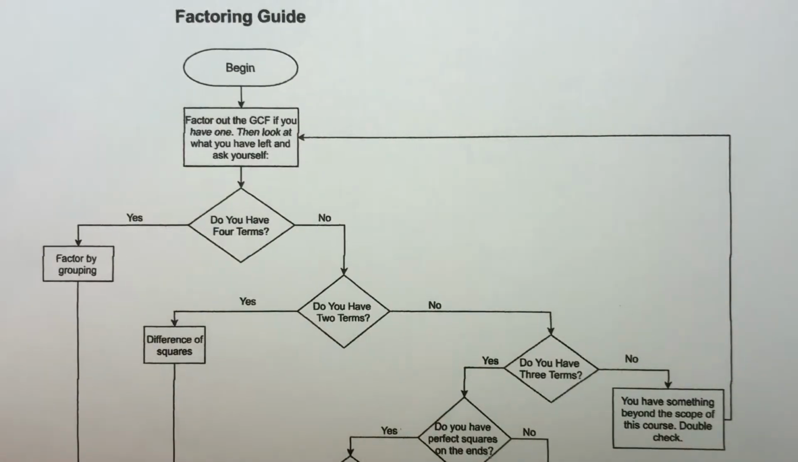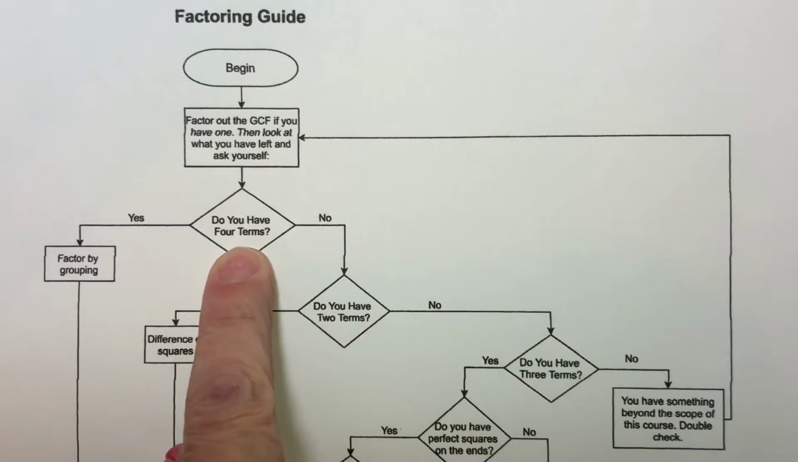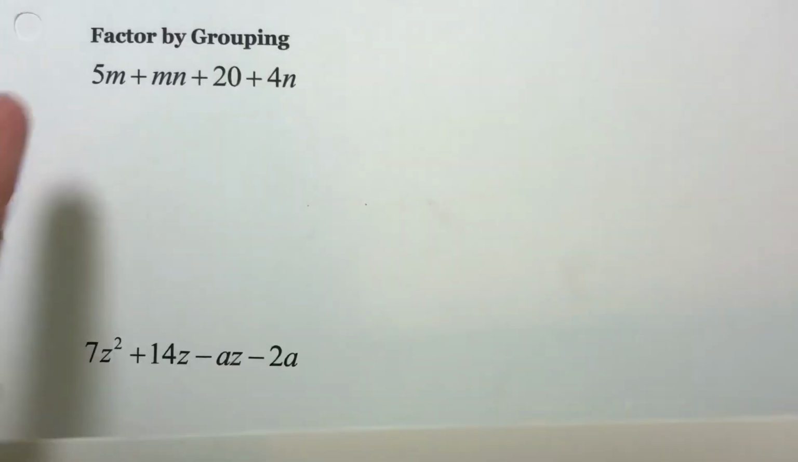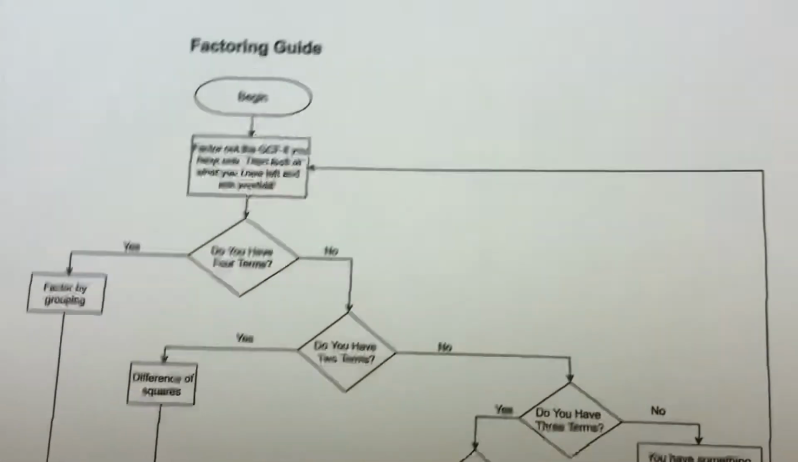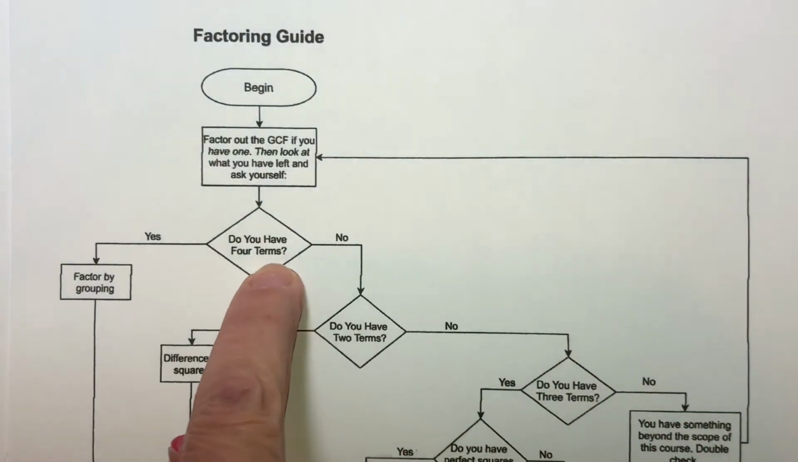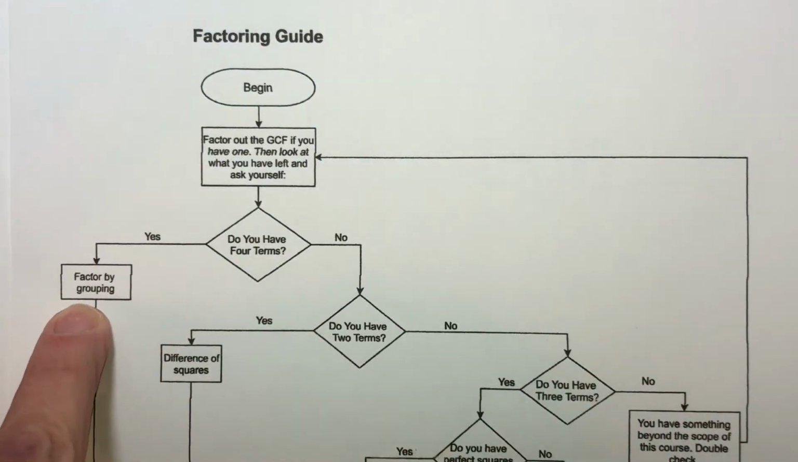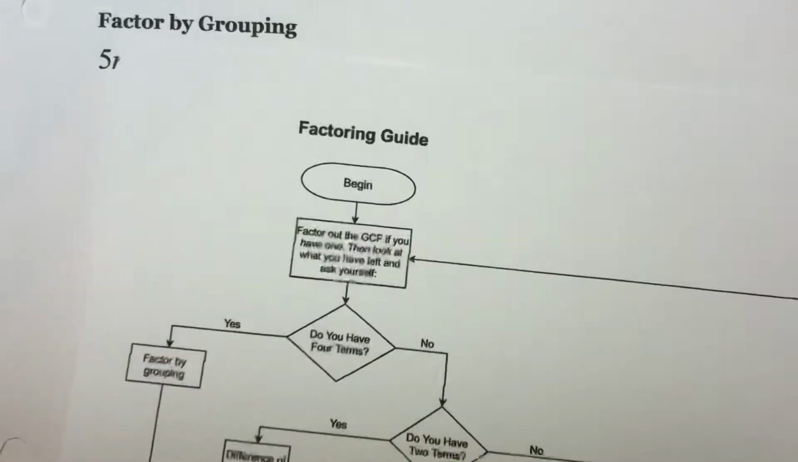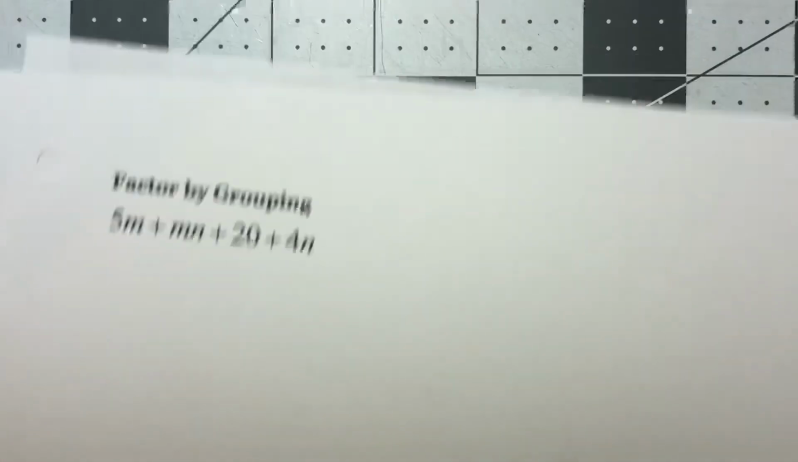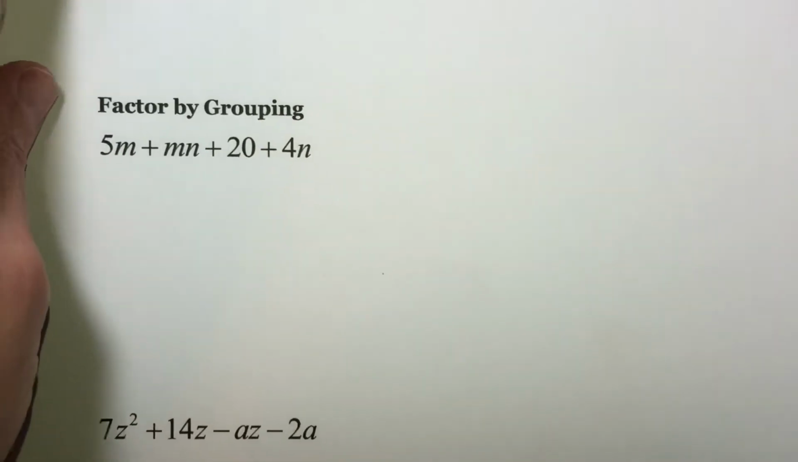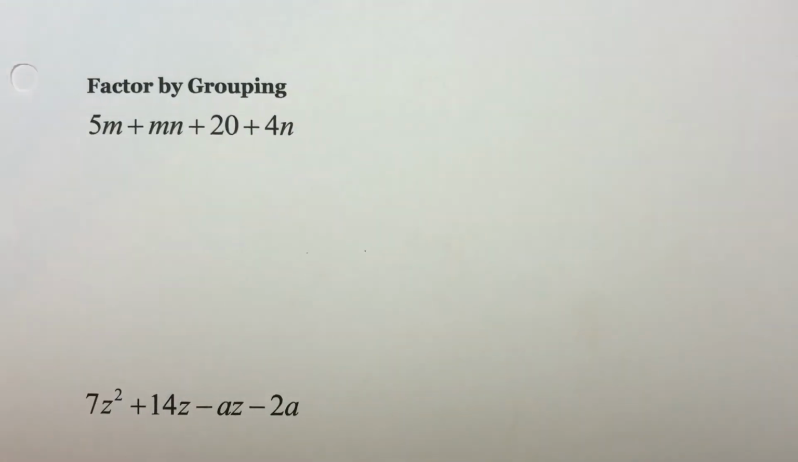All right, and then you're going to ask yourself, do you have 4 terms? We will have 4 terms in this section. So if you have 4 terms, then you're sent off this way, and we're going to factor by grouping. So let's look at this. Factor by grouping. Now there are several ways to talk about doing this. This is the way I've found that is most understandable. Once you get good at this, you might be able to use some shortcuts.